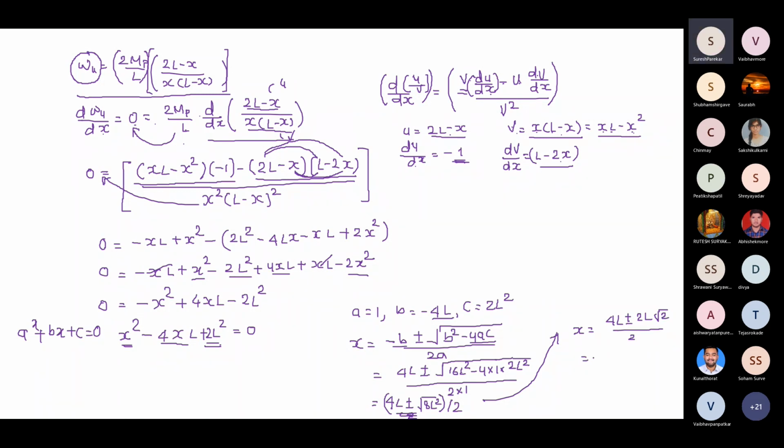Then from this, if we take 2l common, then in bracket 2 plus minus root 2 divided by 2. So this 2 gets cancelled and we have l in bracket 2 minus root 2. And then it becomes l in bracket 2 minus 1.414. And then it will be 0.586l.